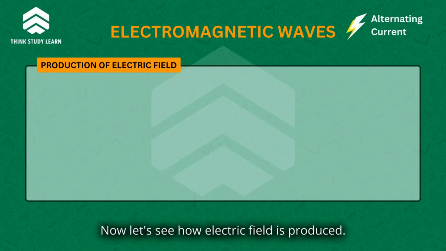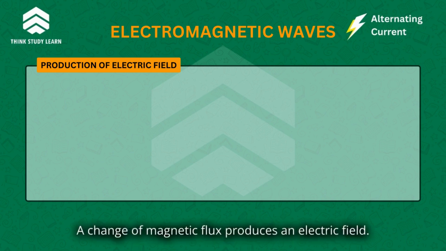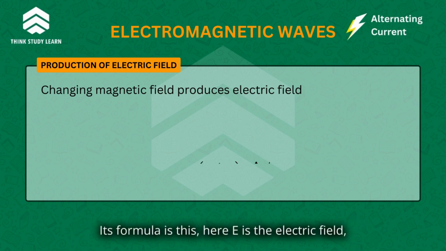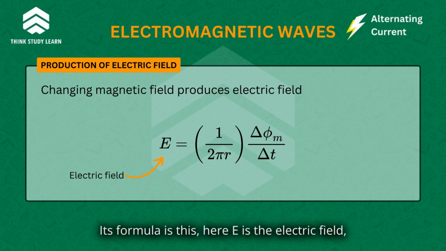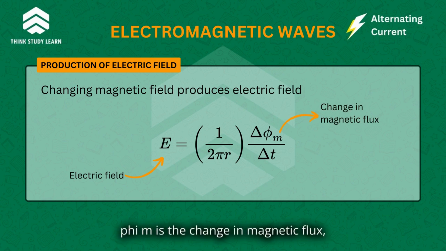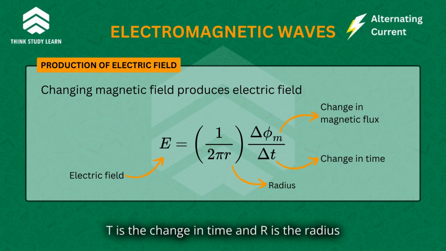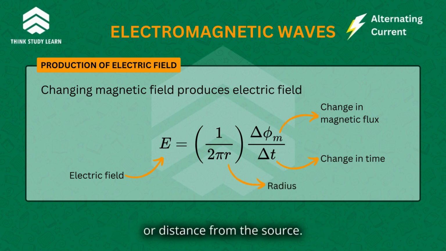Now, let's see how electric field is produced. A changing magnetic flux produces an electric field. Its formula is this. Here, E is the electric field, phi m is the change in magnetic flux, T is the change in time, and R is the radius or distance from the source.